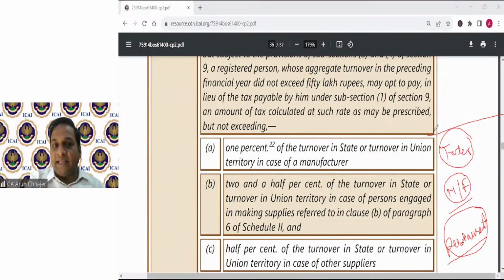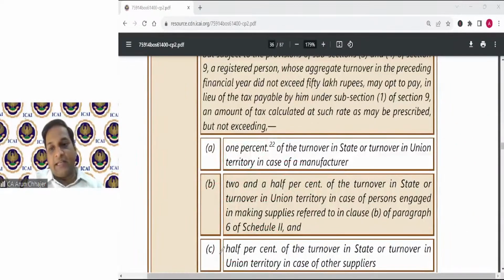The maximum tax rate is being given as 1%, 2.5%, 0.5%, etc. But what is the actual tax rate that has been notified, that has been prescribed? Kindly tell me.